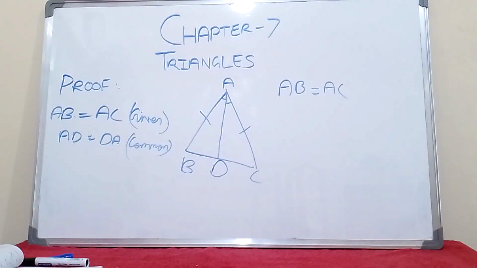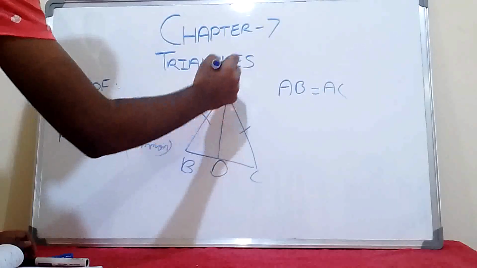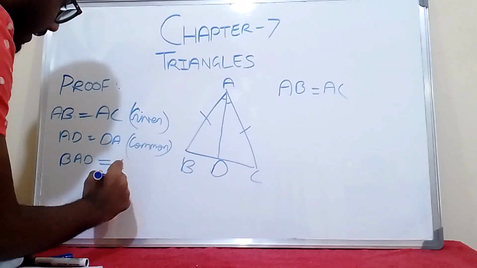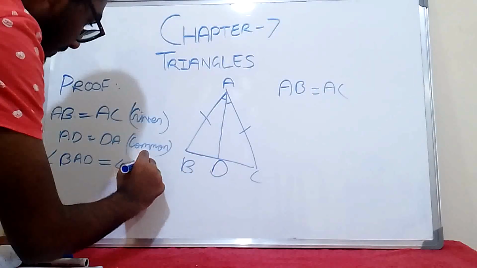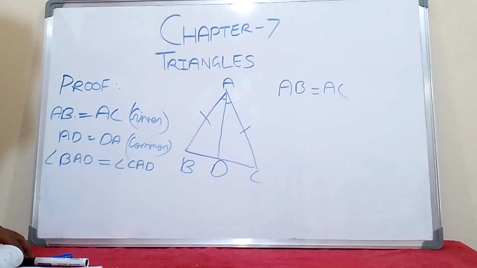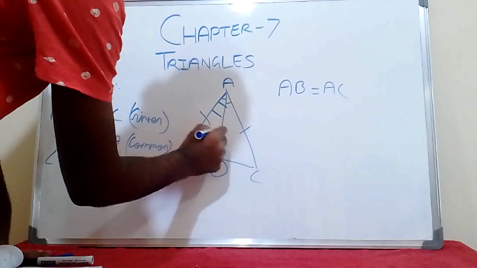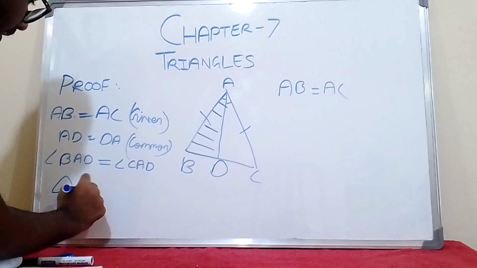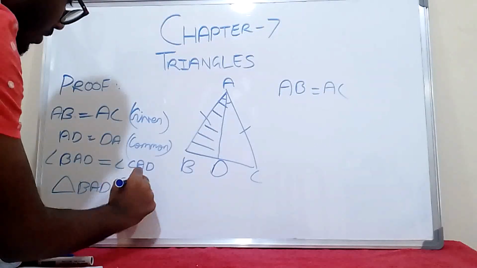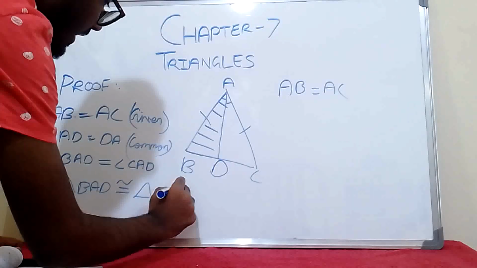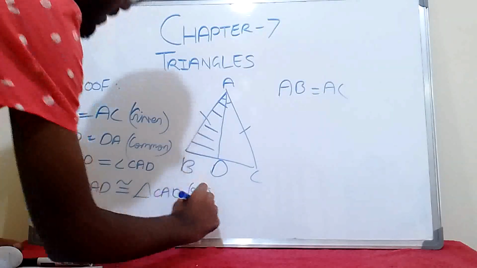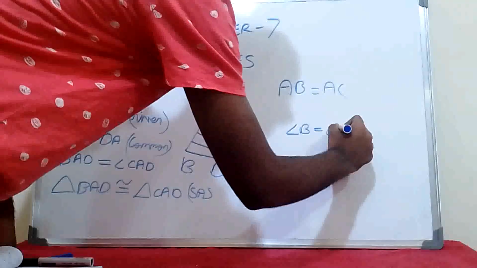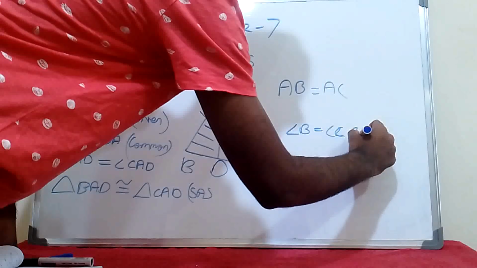Then we have angle DAD is equal to angle CAD, which means that according to SAS, these two triangles are congruent. So triangle BAD is congruent to triangle CAD using SAS. Now using CPCT, we can prove that angle B is equal to angle C.